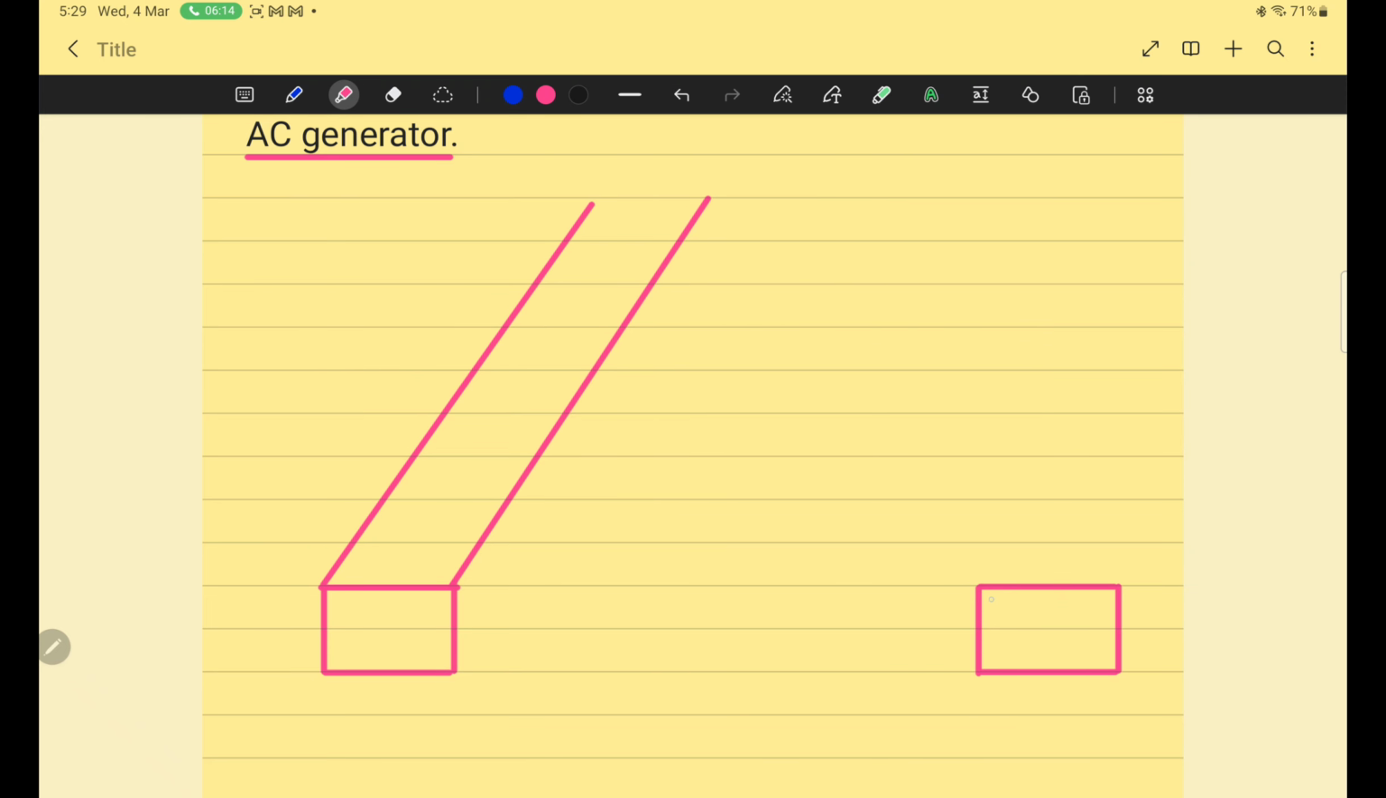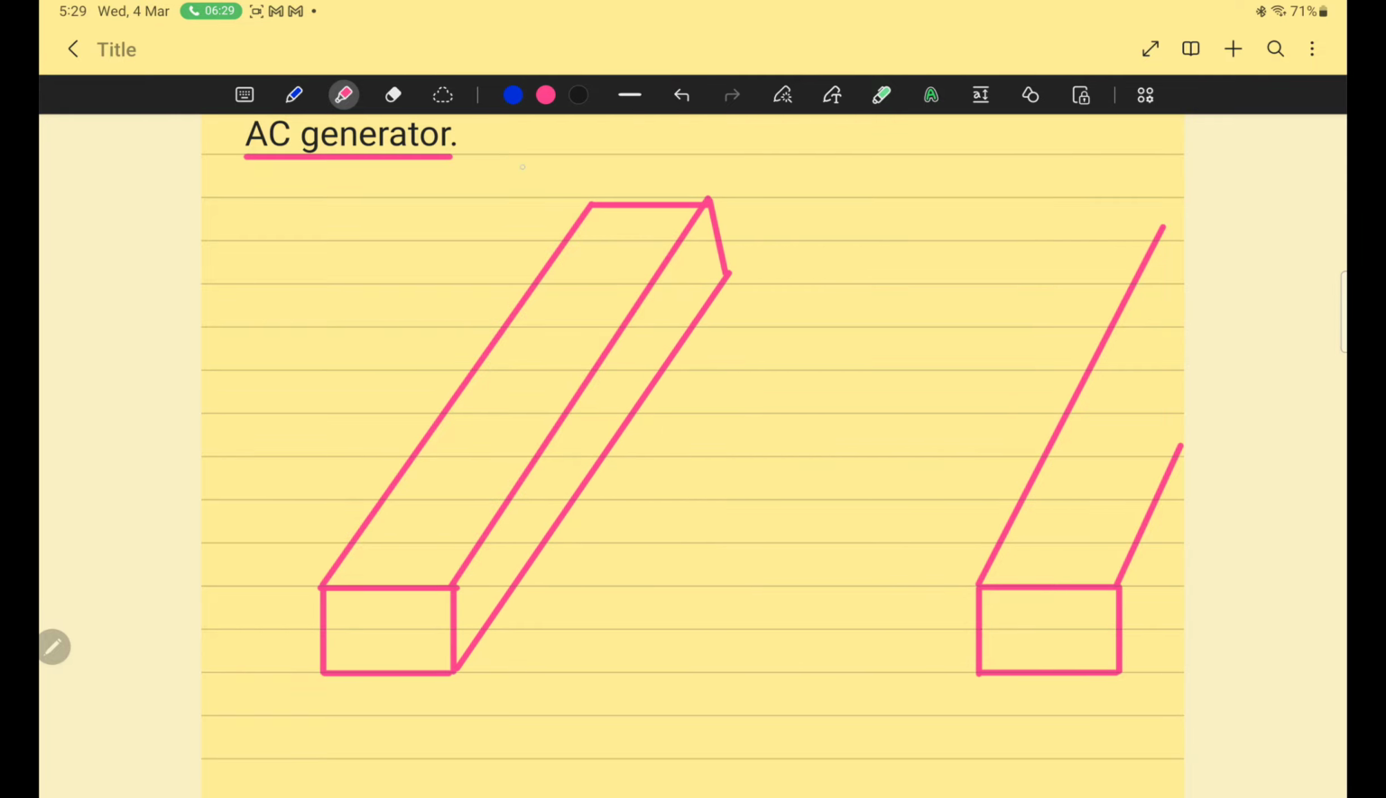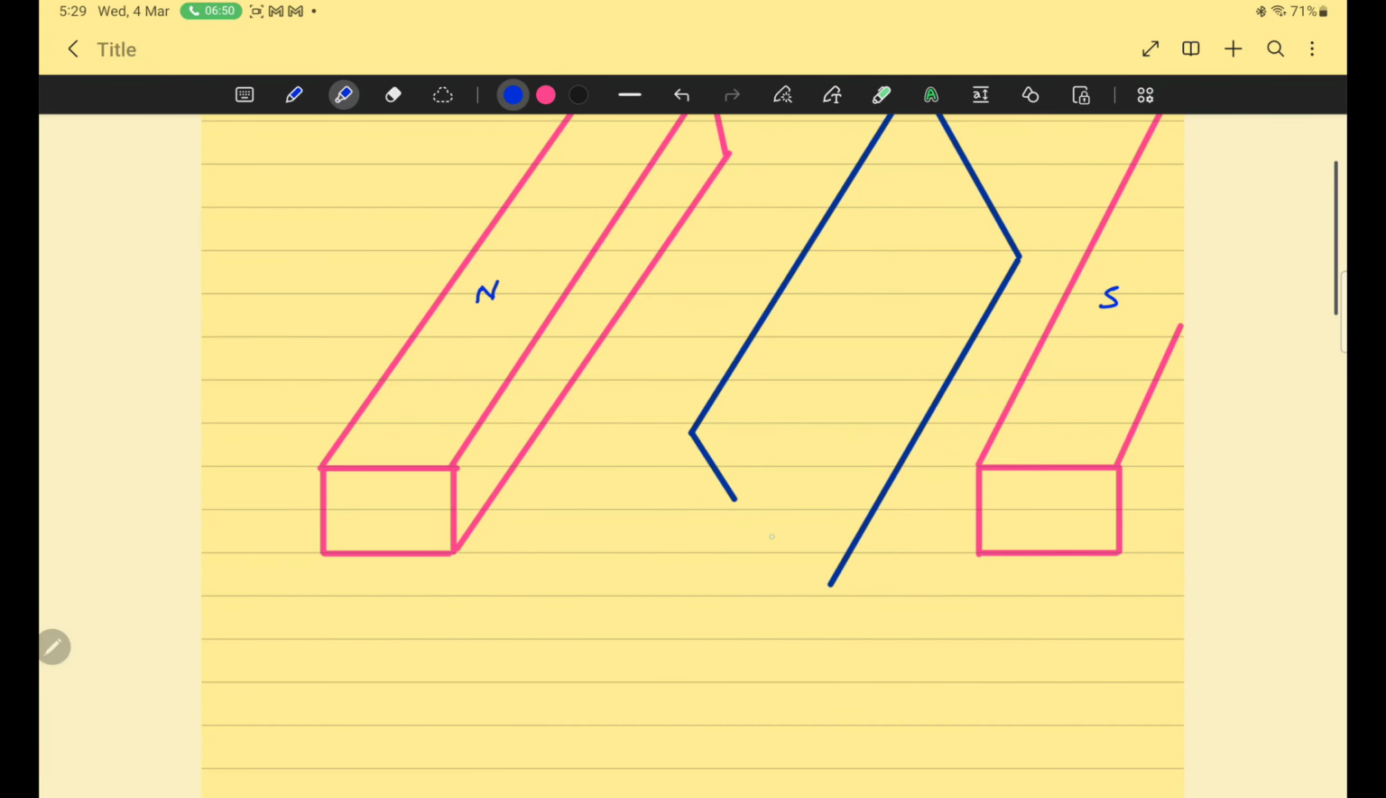Its structure or construction is the same as a motor, but this is an AC generator, so there is no commutator. Right now I have drawn two permanent magnets. Consider the left hand side is the north pole and the right hand side is the south pole. And consider there is a coil of wire, and I am drawing a vertical coil of wire.